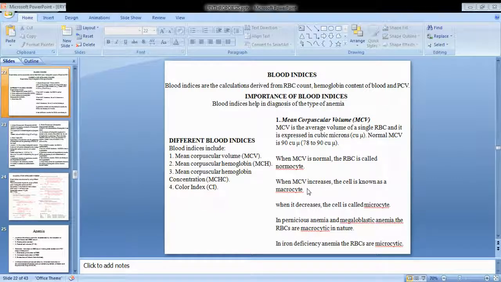If the size is big, the RBC is called a macrocyte. If it is small, it is called a microcyte.